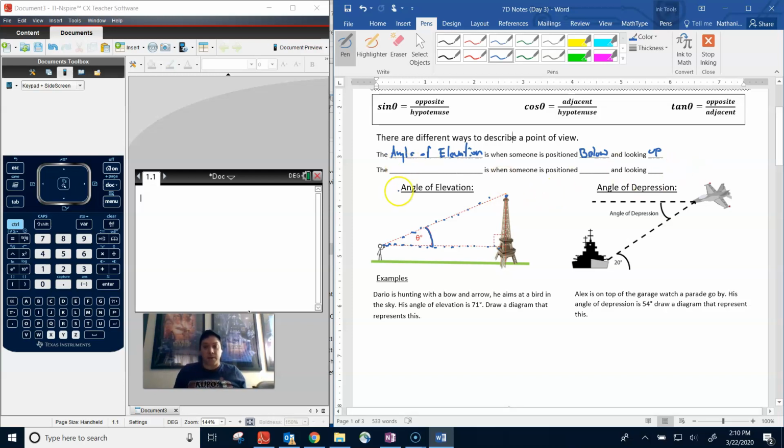So the opposite one is the angle of depression. The angle of depression, not to be mistaken with the angel of depression, which is Rolando.